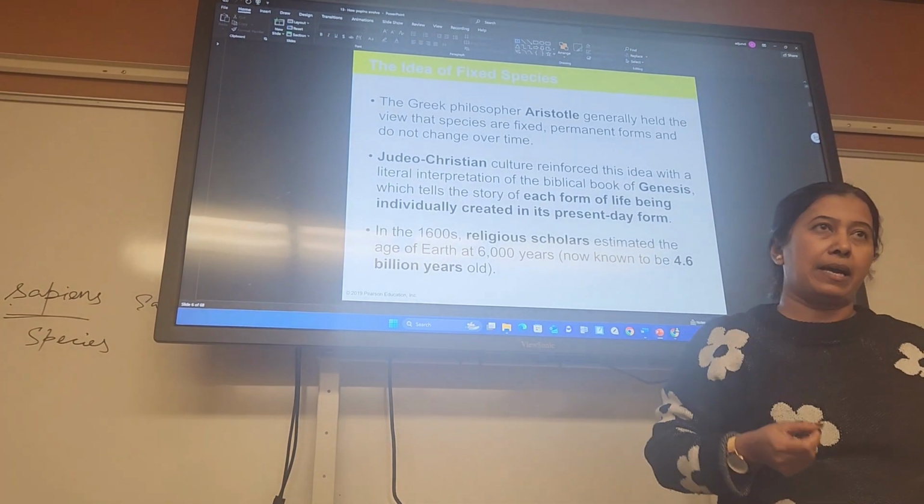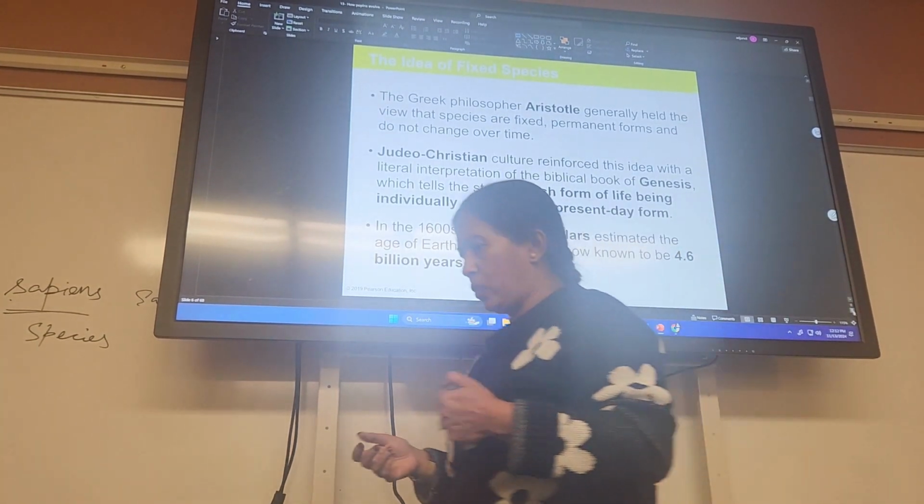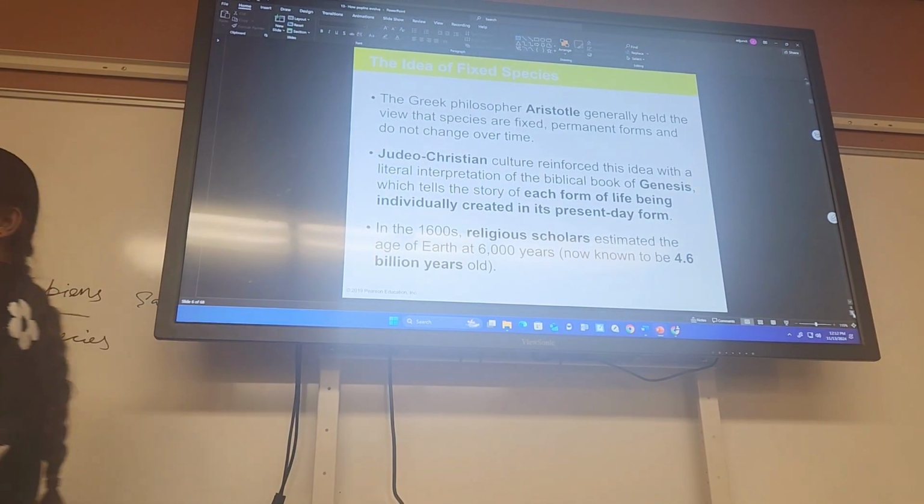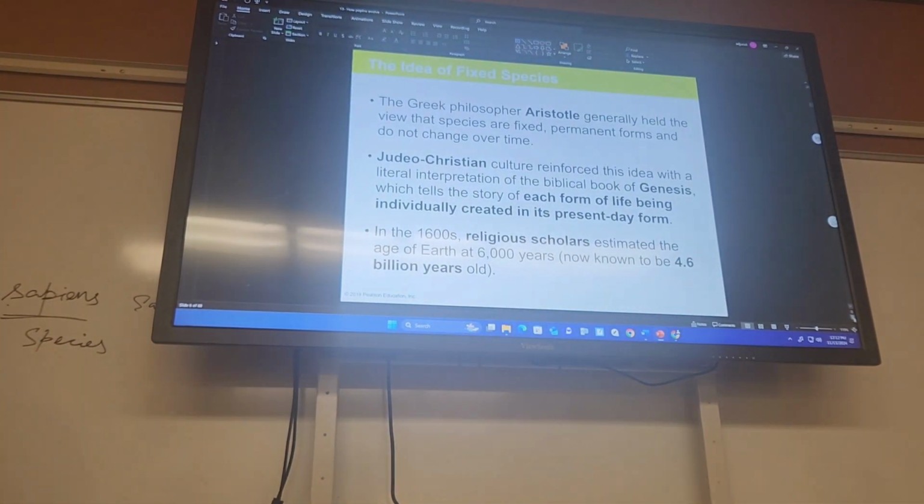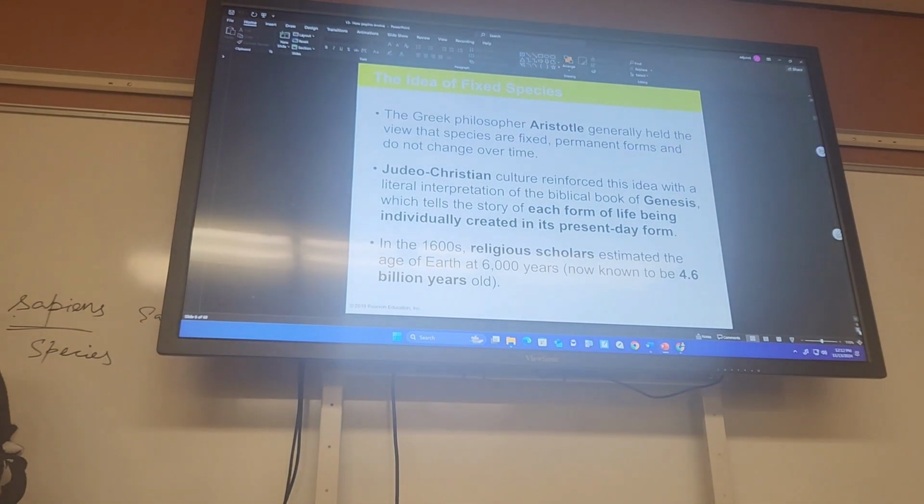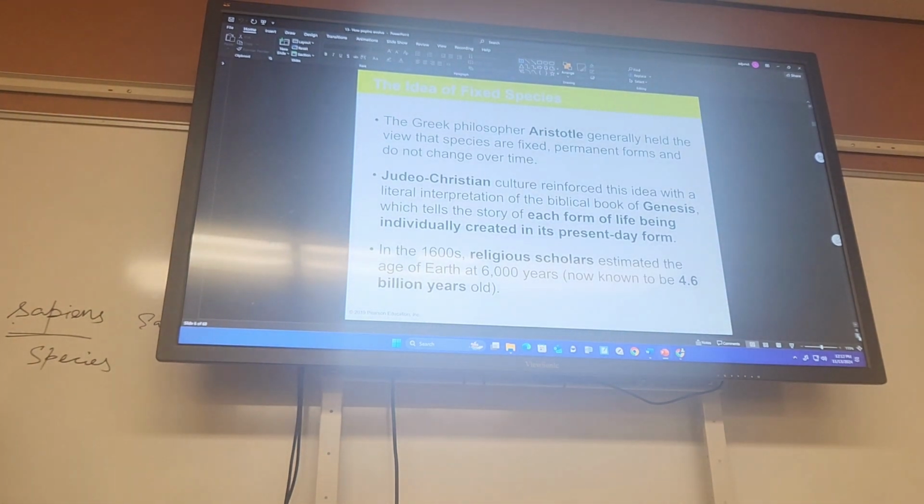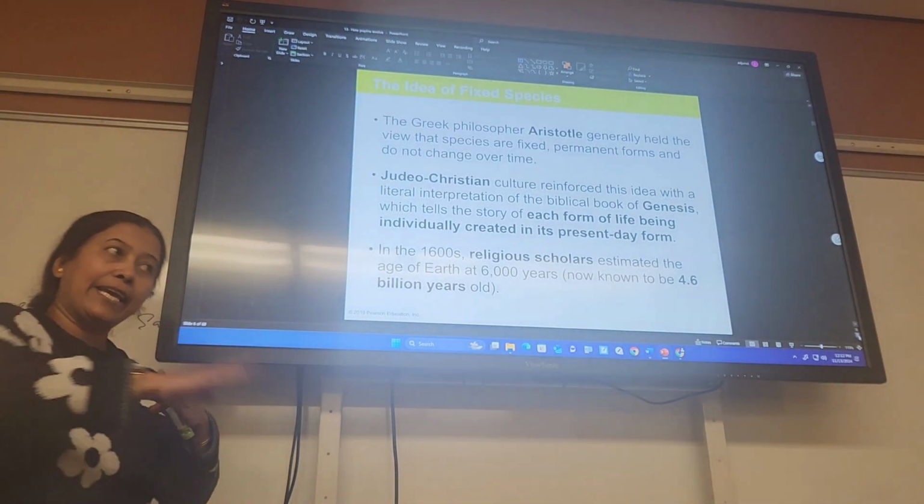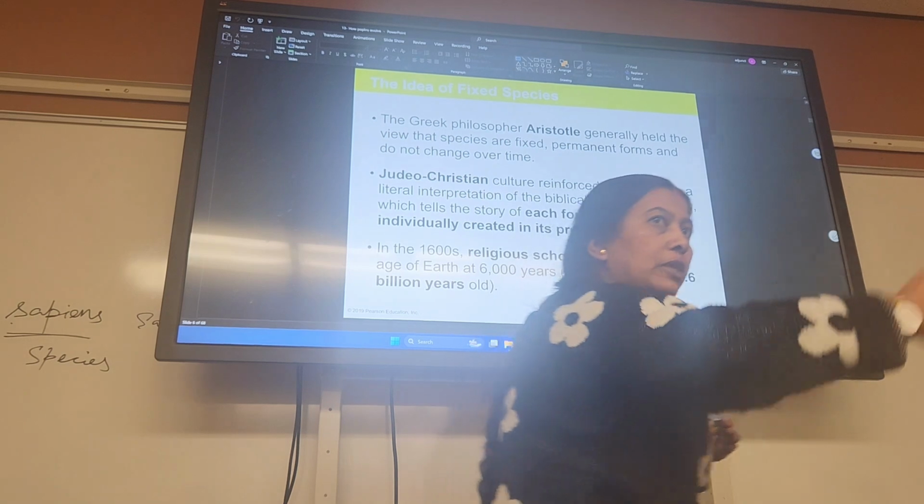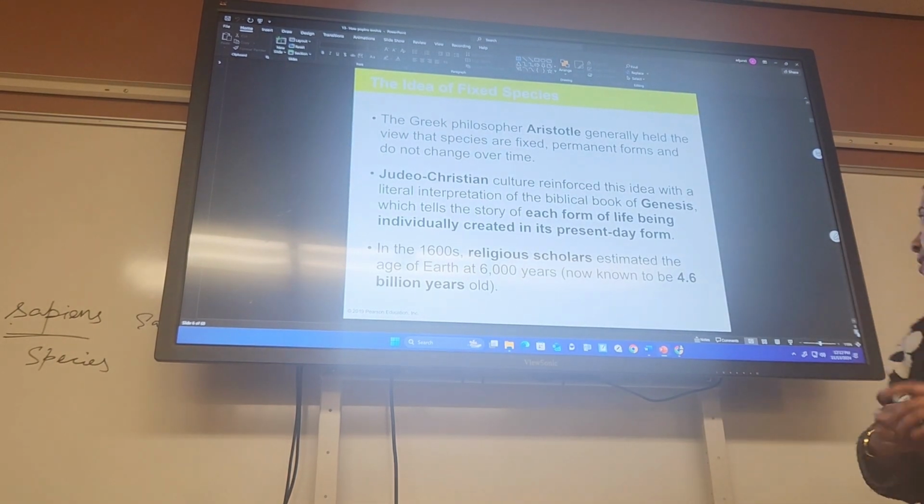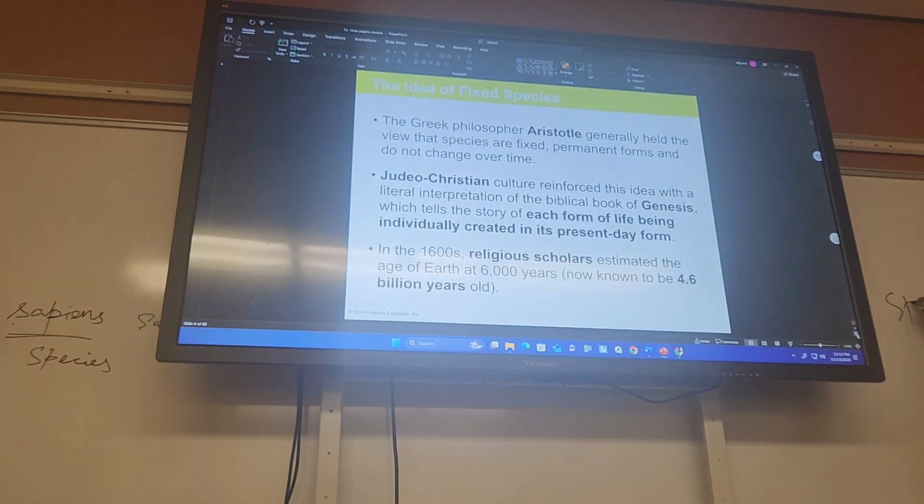So a species is defined as a group of individuals or organisms that have the ability to interbreed with each other and produce fertile offspring. So the offspring are fertile, meaning they can also reproduce. So this reproduction can go on. So that is a word that you just learned: species.